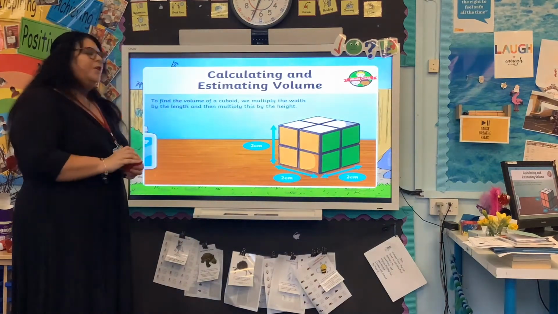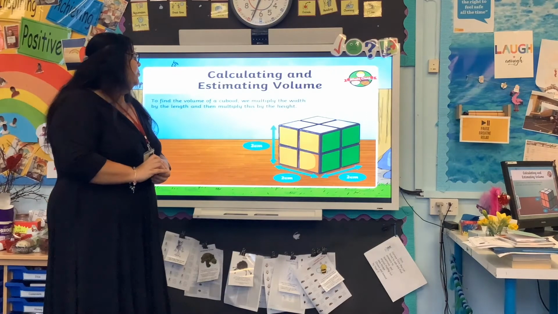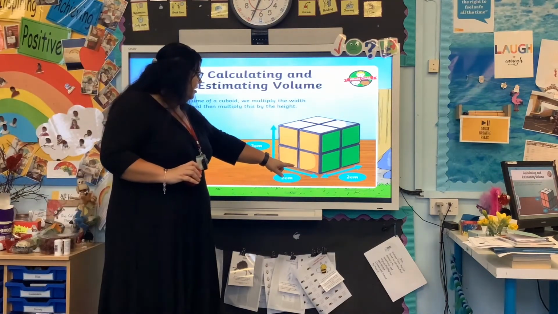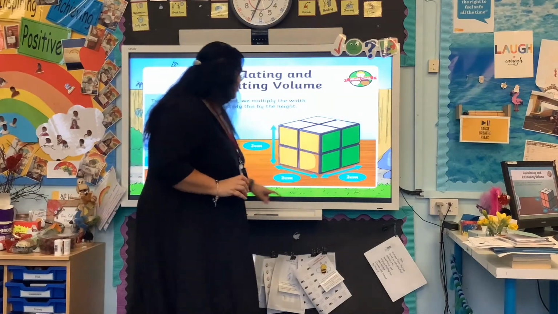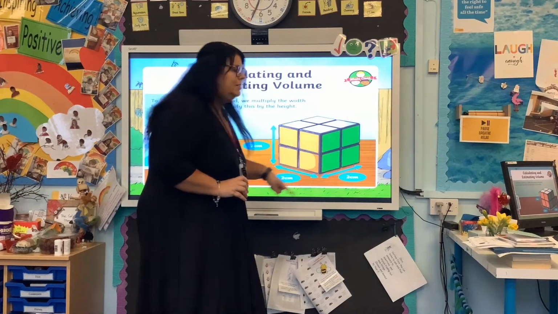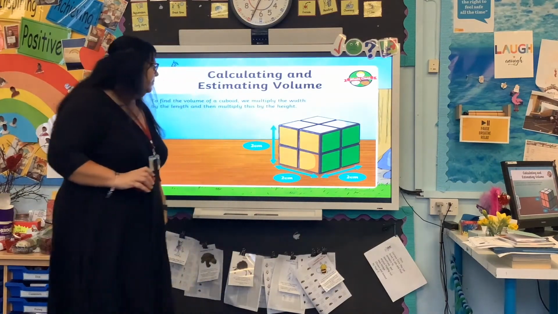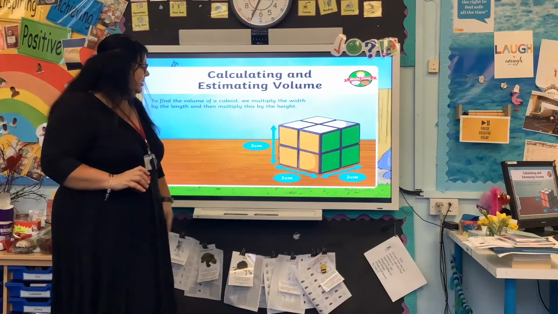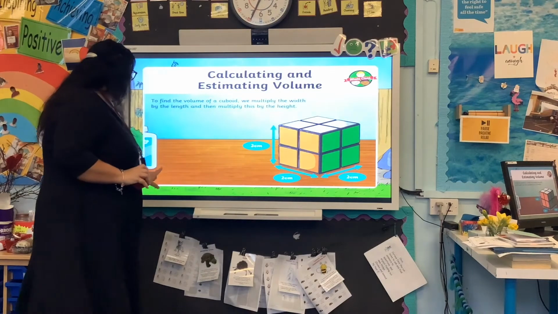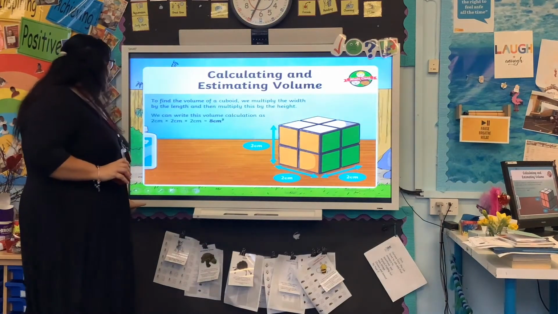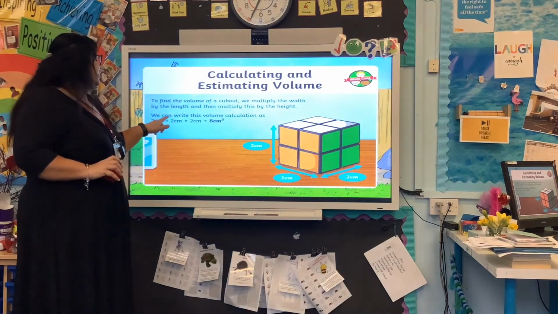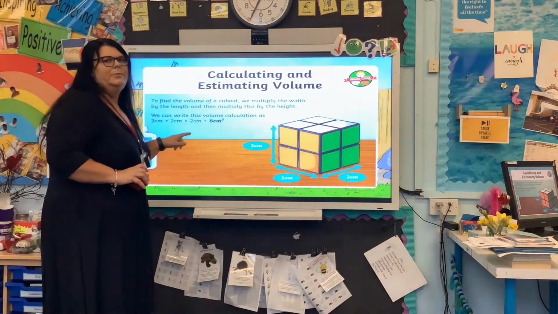So to find the volume of a cuboid, we multiply the width by the length by the height. So how wide it is, how long it is, and how high it is. So this cube is 2 centimetres by 2 centimetres by 2 centimetres. So it would look like this written down. So you'd write 2 centimetres times 2 centimetres times 2 centimetres.